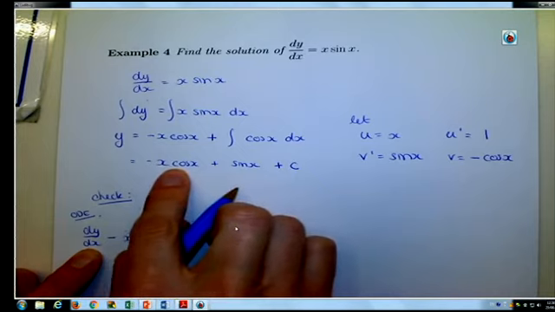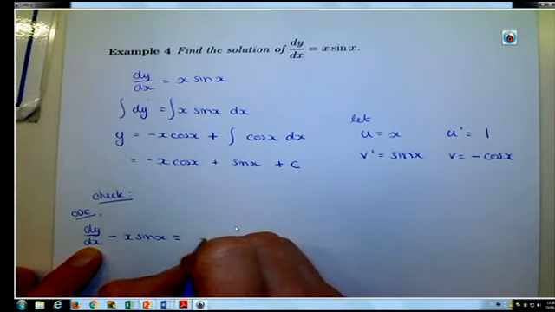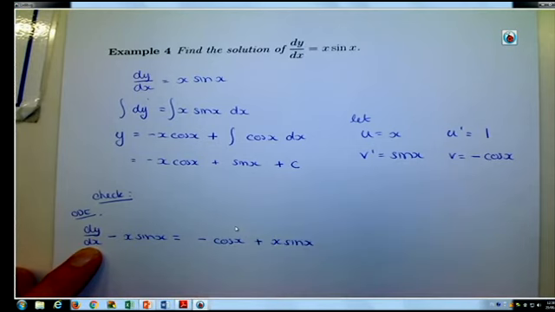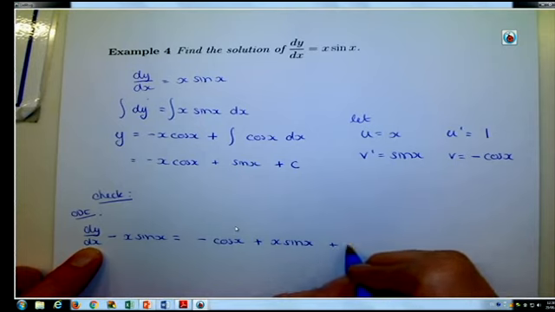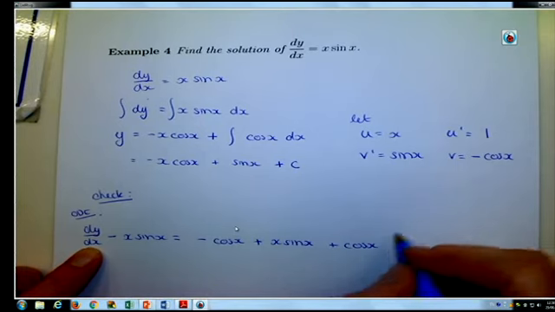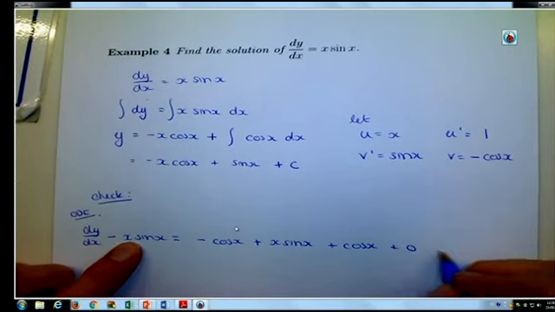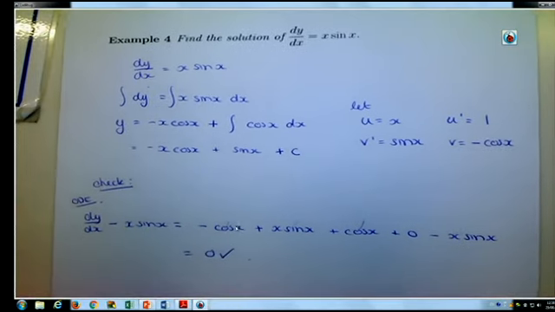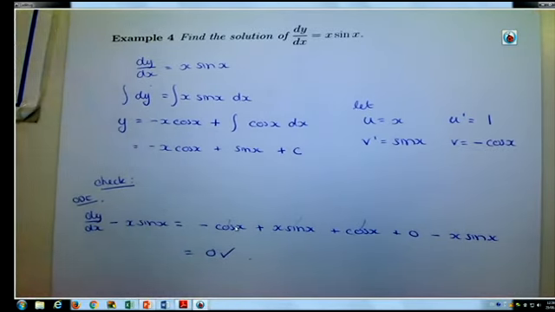All right, I've got to use the product rule on this one. So I'll have minus cos x minus x sine x with a plus. The derivative of this one is cos. The derivative of this one is 0. And then I've got minus x sine x. And everything cancels out until I get 0. Okay, so if you need to show that something is a solution, put everything onto the left-hand side, substitute it in until you can work through it and get a 0.